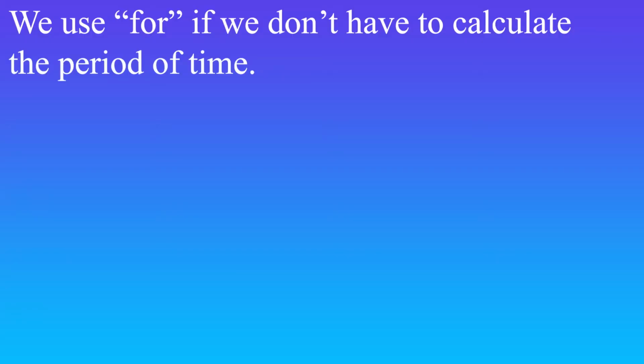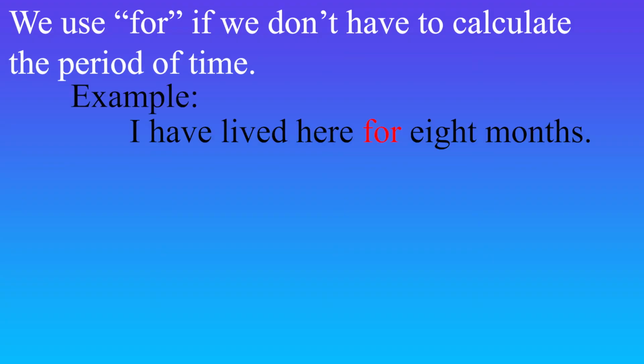Since or for. We use for if we don't have to calculate the period of time because the amount of time is indicated in the sentence already. For instance, I have lived here for 8 months. You don't have to calculate anything. You know the period is 8 months.